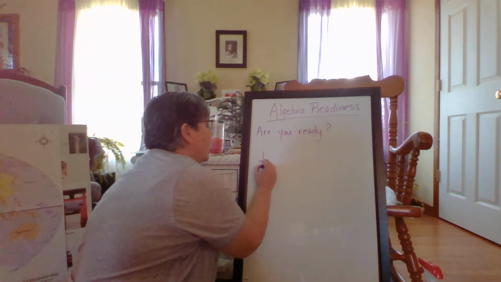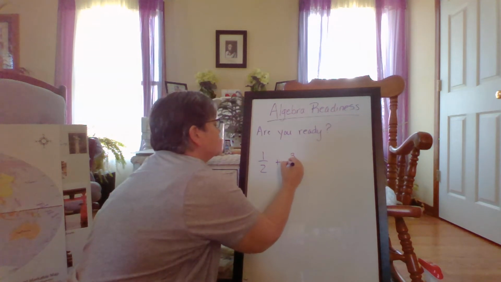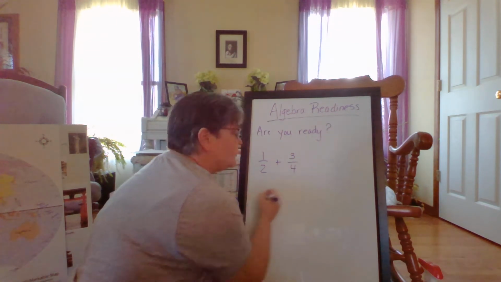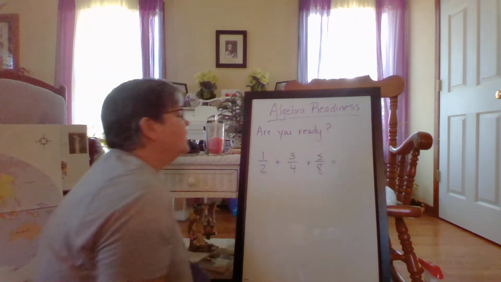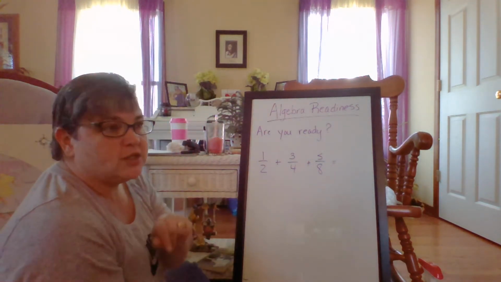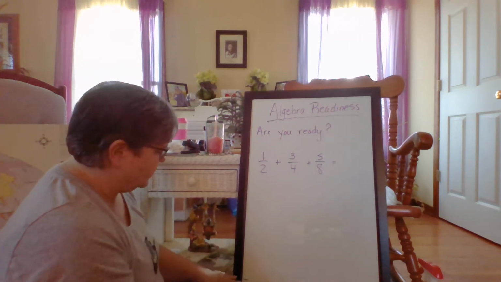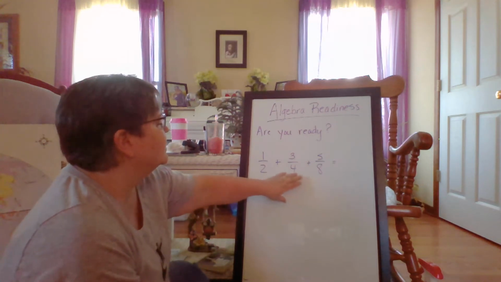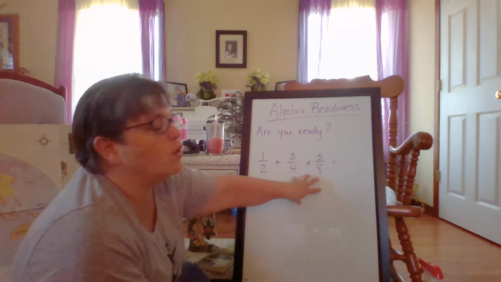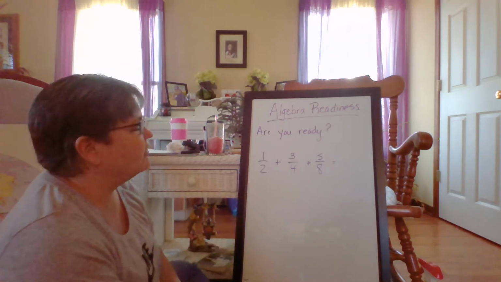So here I have 1/2 plus 3/4 plus 5/8. Now, I'm going to show you 2 ways to do this. The first way would be to look at my denominators, and I see that they will all go into 8. 8 is a common denominator that 2, 4, and 8 all have.